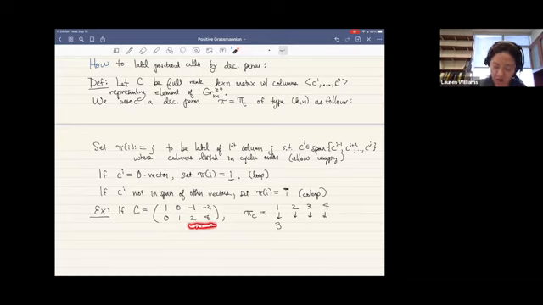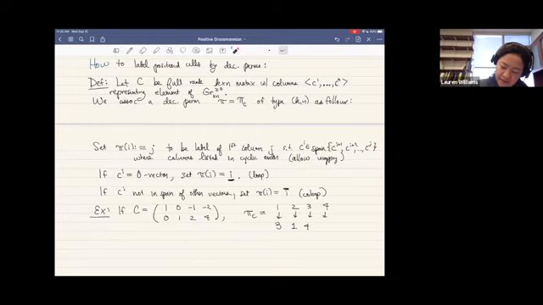Well, no. Is it in the span of columns 3, 4, and 1? The answer is yes. So that's a 1. Okay, and then now let's figure out what's pi of 3. Well, column 3 lies in the span of column 3, and so this is a 4.